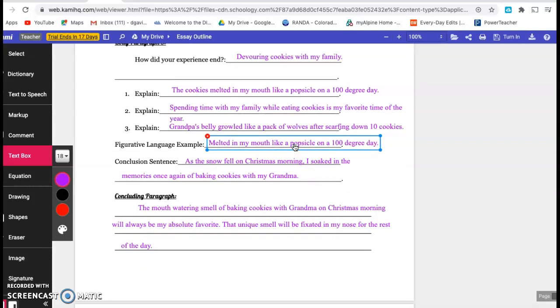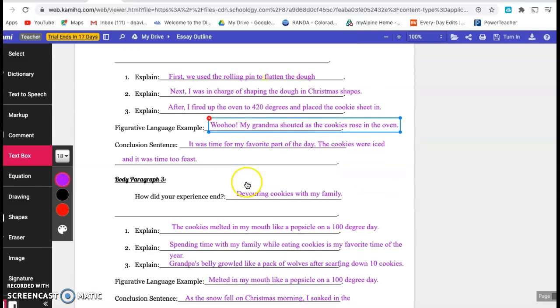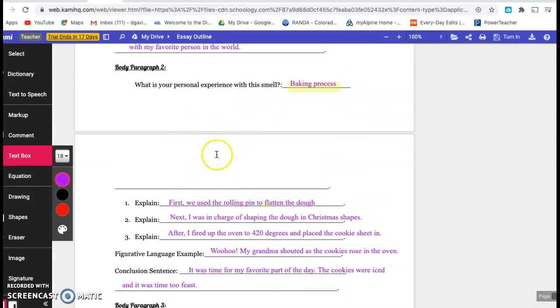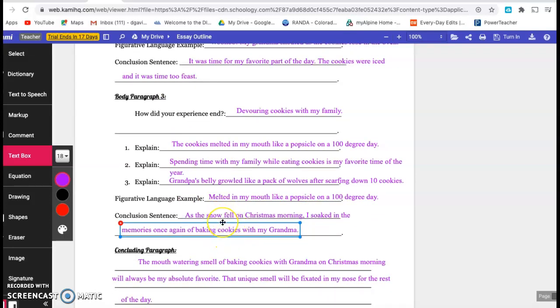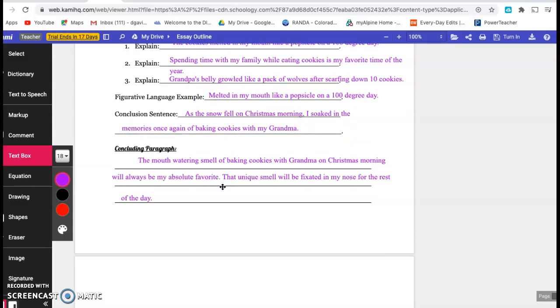So here, once again, introducing the scene, going over in body paragraph 2 my actual experience, and then how did it end? How did my personal experience of whatever your favorite smell is end? And make sure you wrap up a concluding sentence on that one as well. This leads me to my 5th and final paragraph that I will outline.